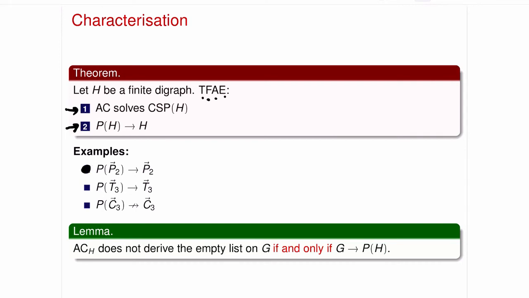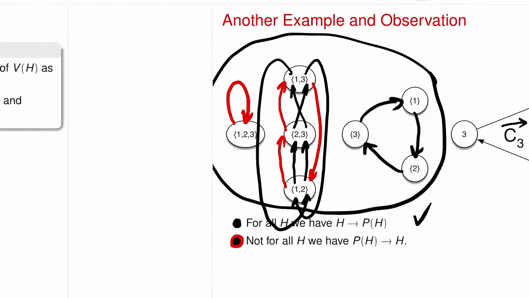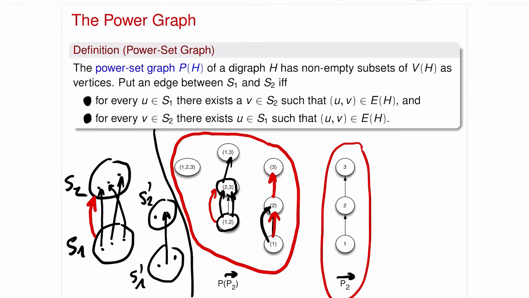Actually, for the first example, we don't have data yet. For the CSP of P2, we have not yet discussed whether arc consistency solves the CSP of P2. But I claim the Powerset graph of P2 homomorphically maps to P2. So we have the first consequence. We will learn from this theorem that arc consistency solves CSP of P2. To see that, let's go back. I will show you in blue the homomorphism from the Powerset graph of P2 to P2. How do we do it?